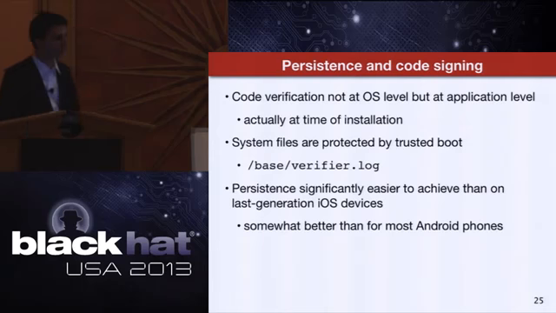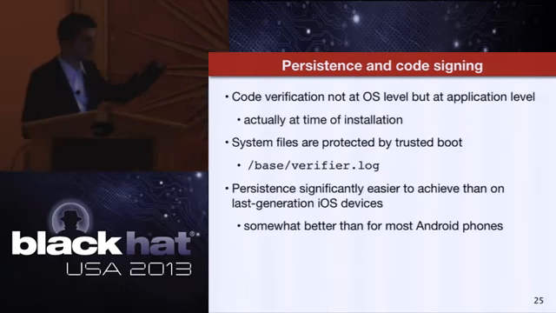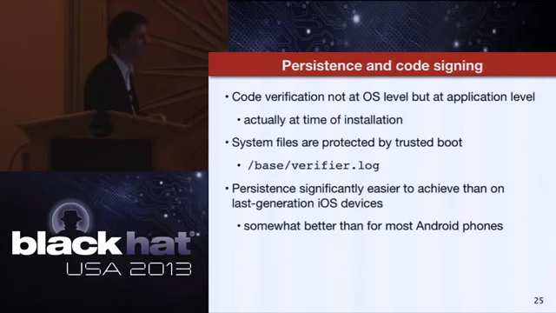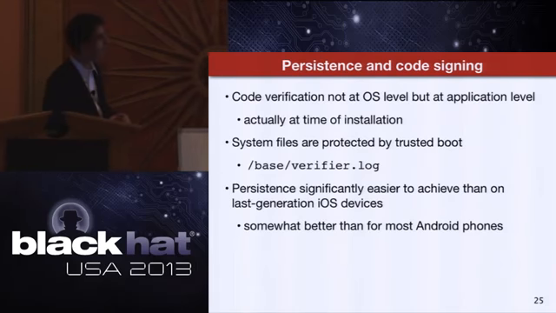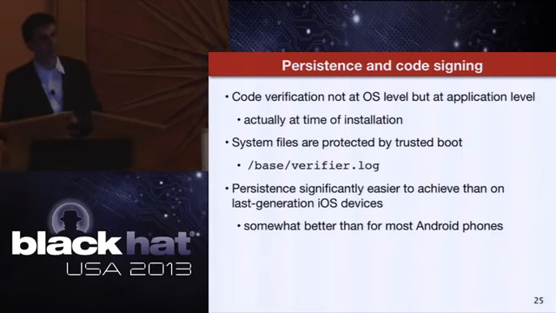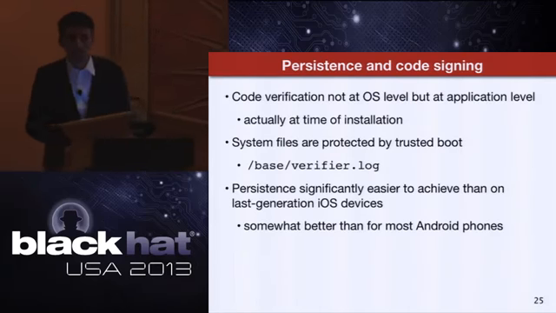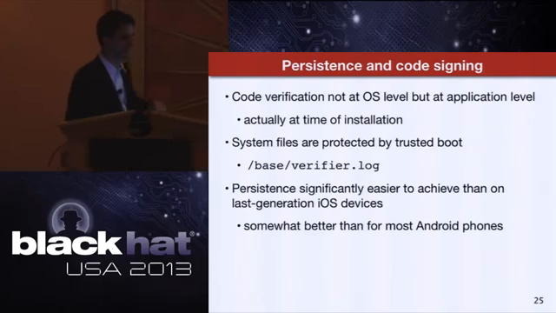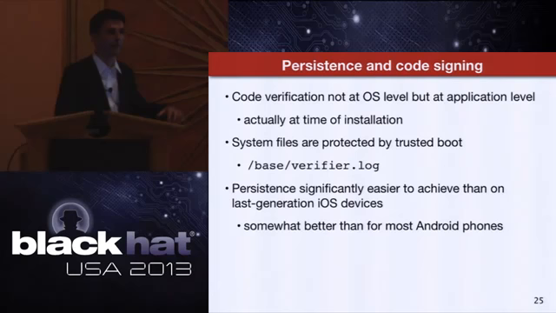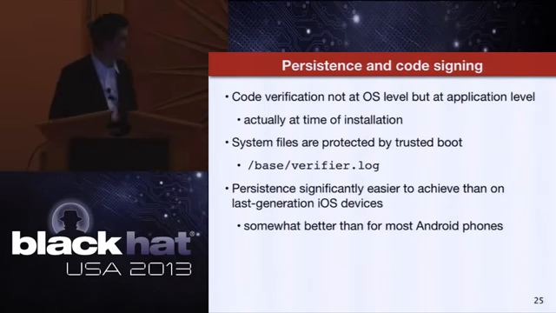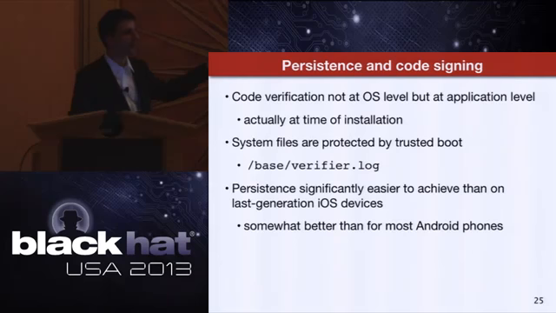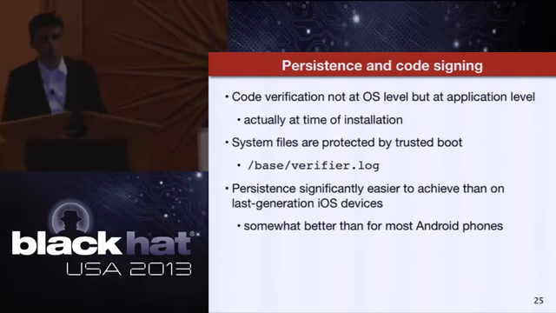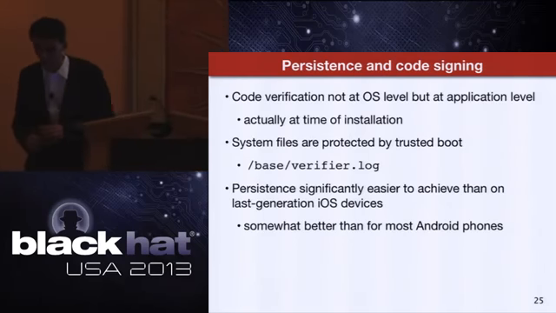So persistence on BlackBerries at the moment is significantly easier to achieve than on last generation iOS devices, because on iOS the verification actually is on the page level of the binaries, right? So it's actually the loader and the kernel that work together. But it's somewhat, if not significantly better than for most Android phones, as you're probably aware of.